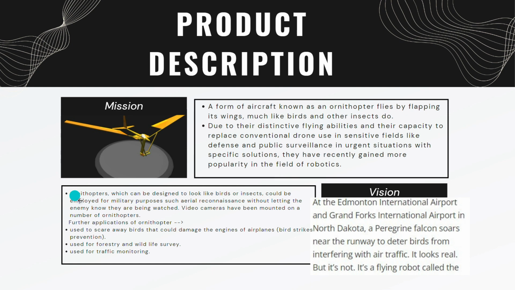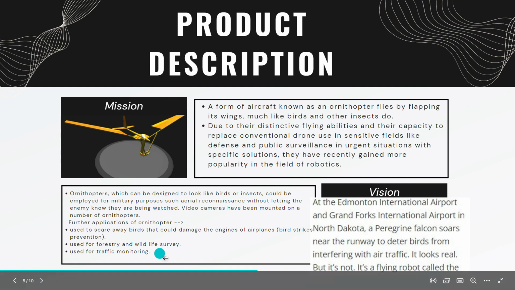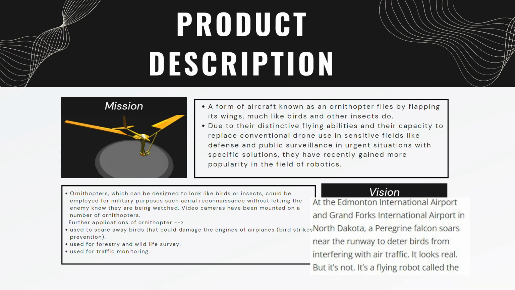So, what is the vision of the ornithopter? Let's study this. Ornithopters, which can be designed to look like birds or insects, could be employed for military purposes such as air surveillance without letting the enemy know they are being watched. Video cameras have been mounted on a number of ornithopters, and generally this tradition is followed in the industry.